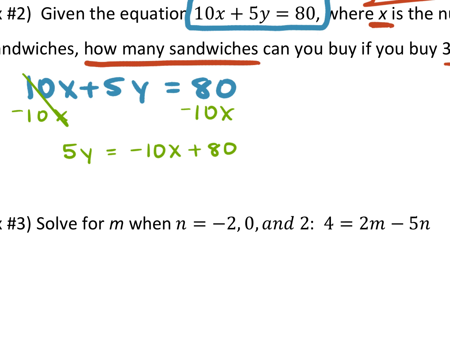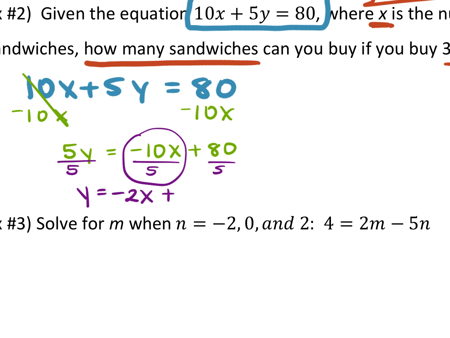Now we're going to divide everything, right? Divide everything by 5. And I'm just going to write this as 2 separate divided by 5 so we can see that we're dividing everything because all of this is divisible by 5, so we want to divide it, okay? So you get y equals, what does this become? Negative 2x plus 16. 80 divided by 5.